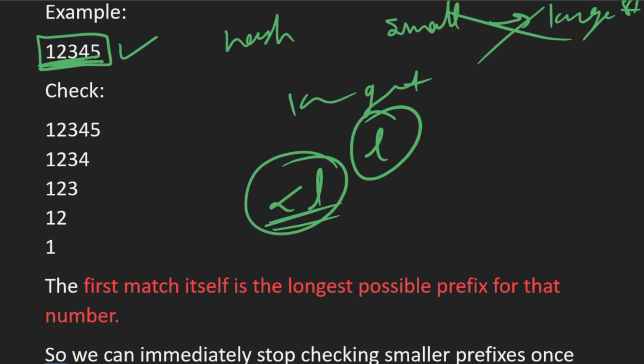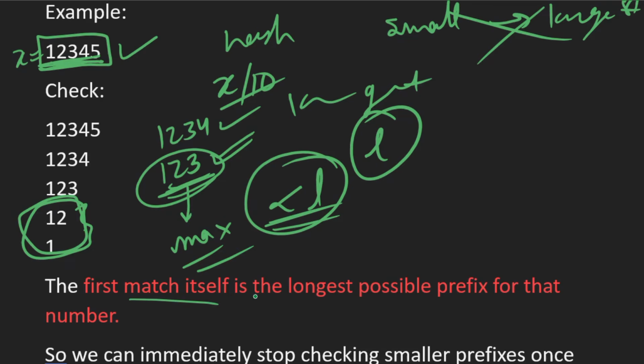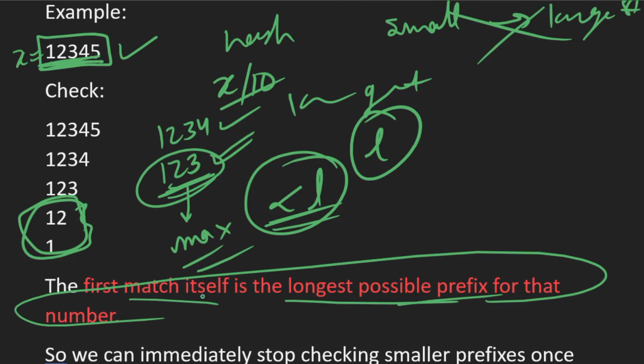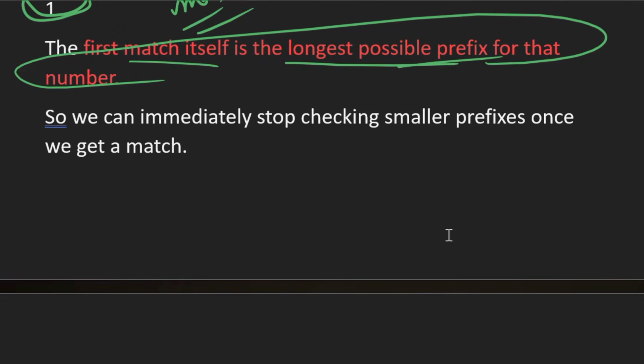If not, then let's say the number is x, we do x divided by 10, so we get 1 2 3 4. Then we check this again, do x divided by 10, we get 1 2 3. Suppose this is present in the hash set, then there is no need to check the shorter prefixes. So we stop there, because we need the maximum length, so the first match will be the longest possible prefix for that number. So we immediately stop once we get the match. So this is one optimization.